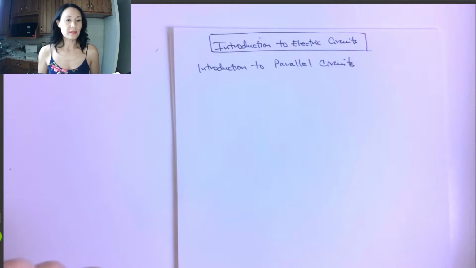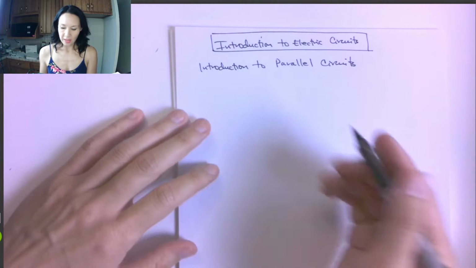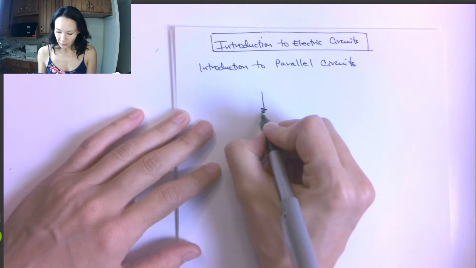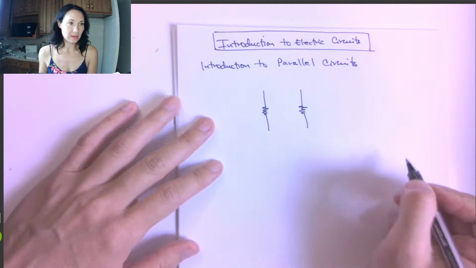We've seen what happens in a circuit when resistors are connected in series. Now let's look at what happens when they're connected in parallel. Parallel literally means that the resistors are parallel to each other, like this.